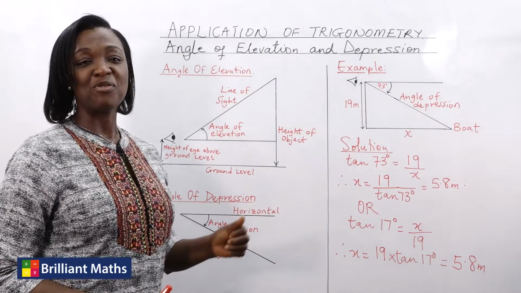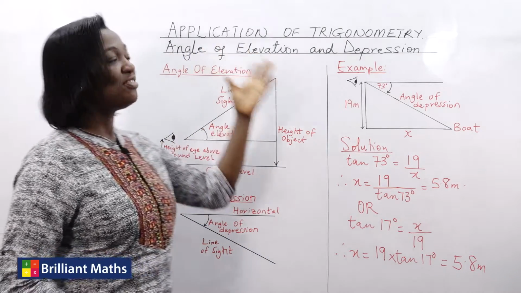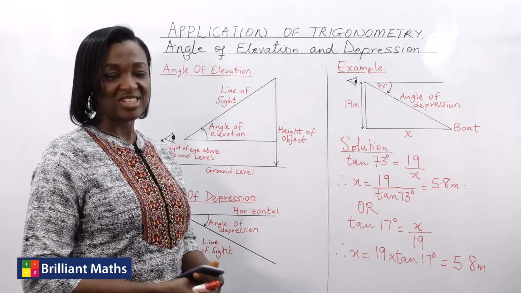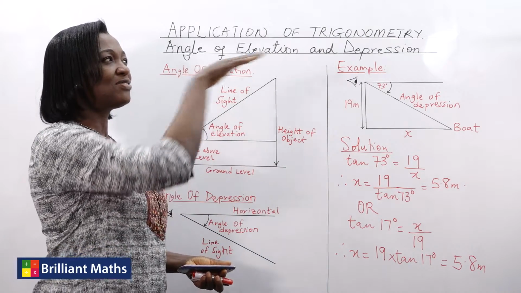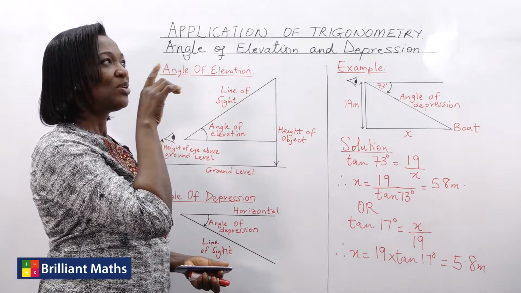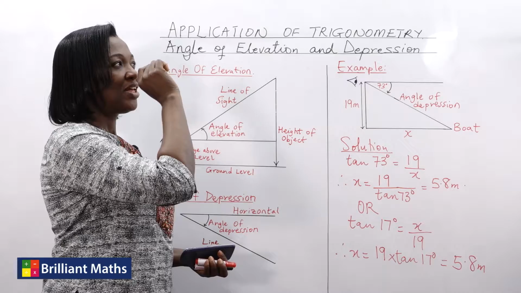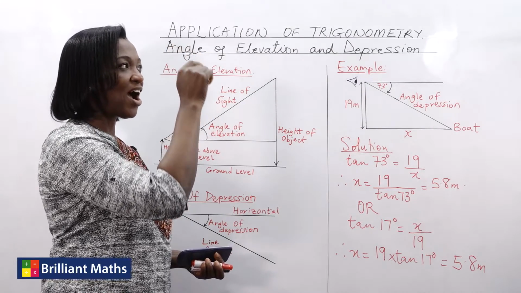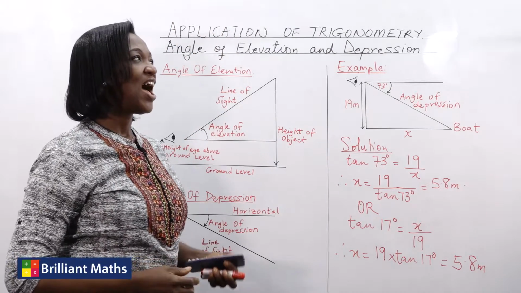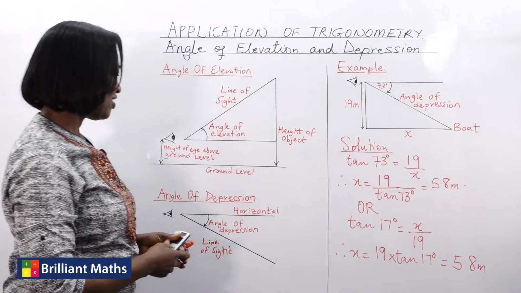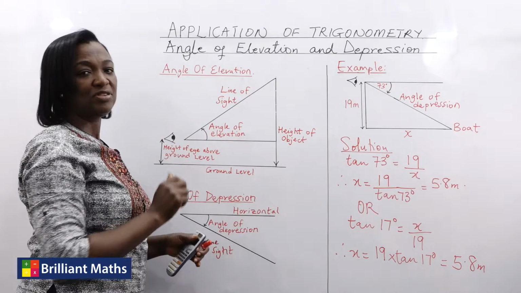In this part of the lesson, we want to look at application of trigonometry. We're looking at angle of elevation and depression. What is an angle of elevation? An angle of elevation is the angle your line of sight makes with the eye. Assuming you're looking up, the angle between your eye and the horizontal line of sight is your angle of elevation. Just like we have here. I'm standing here and I'm looking up. So that angle is the angle of elevation.